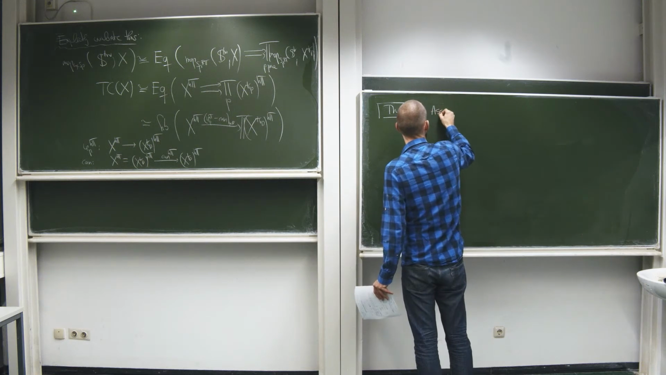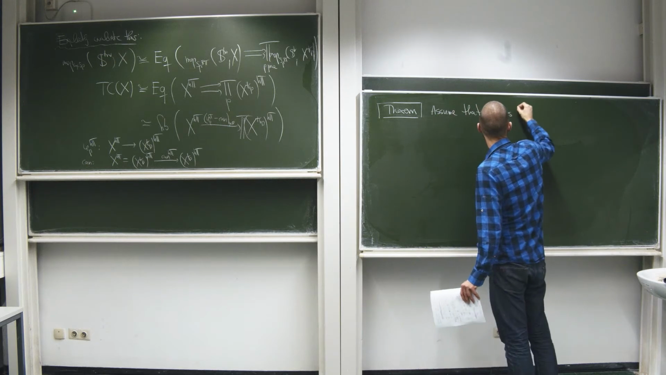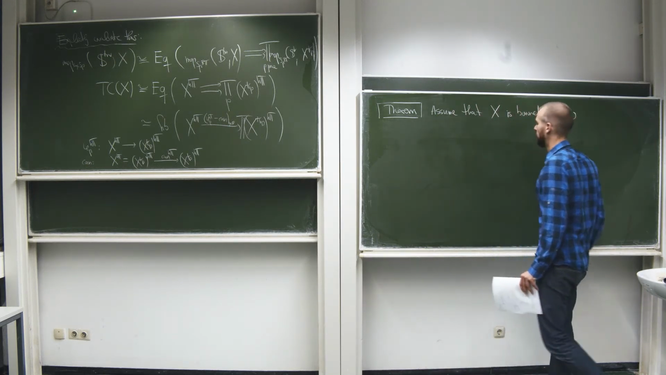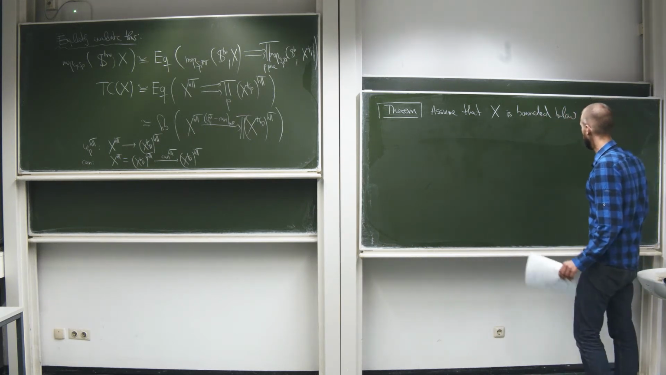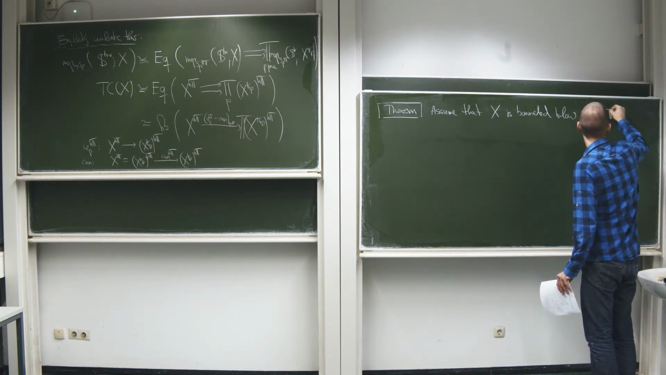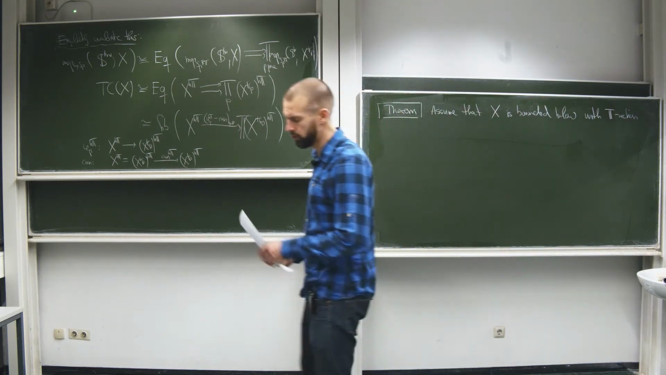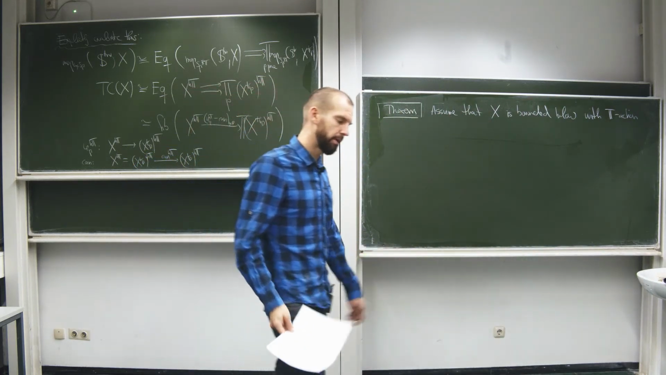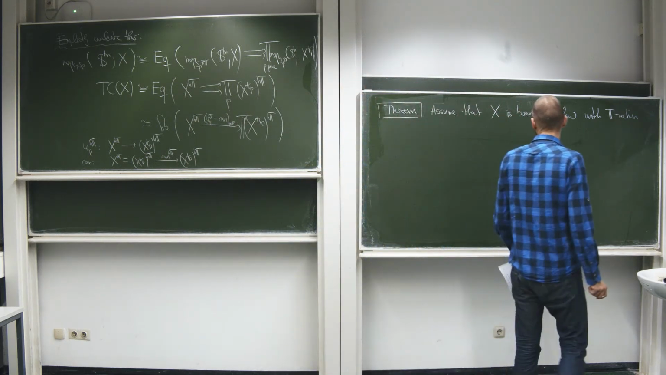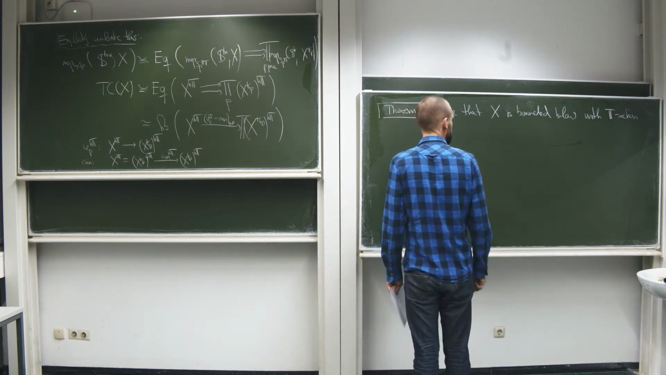Assume that X is bounded below. Right, X is a spectrum with T action. So by bounded below, I just mean that the negative homotopy groups vanish at some point, like pi n of X is 0 if n is small enough. For example, it's connective, but it could also have finitely many negative homotopy groups.